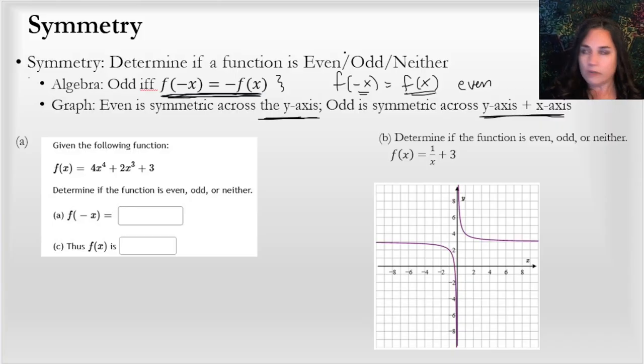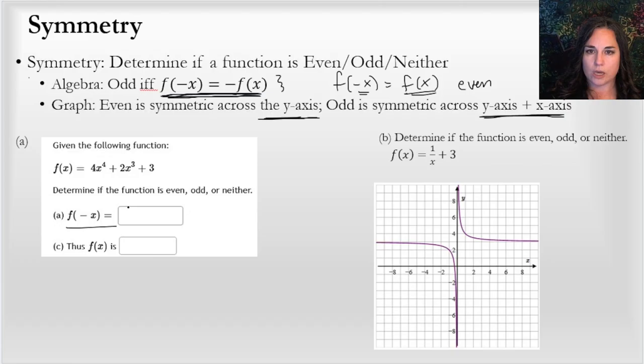And if neither of those happens, you have a neither function. It's neither even nor odd. Okay, so there's an algebraic test and there's a graphical test that you can do to figure out even and odd. You're expected to know both of these. So, for example, find f of negative x. So we did this already.